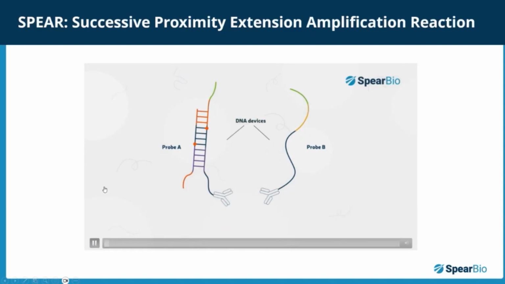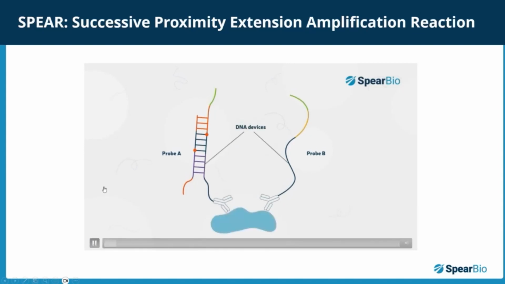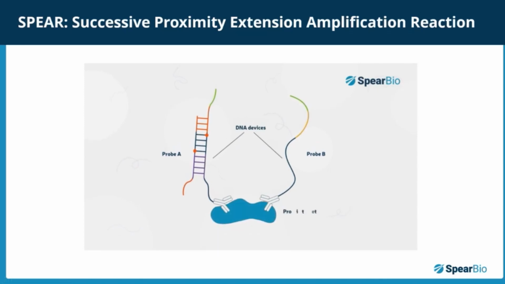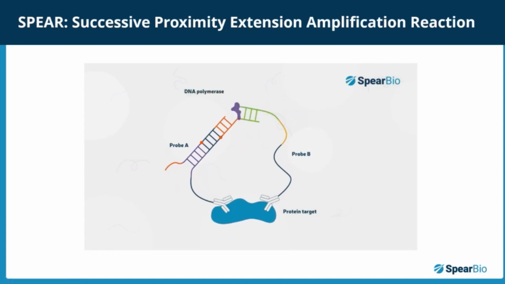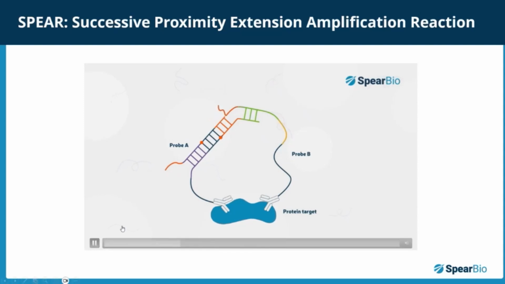So when the two probes co-localize on the target protein, the increased local concentration will promote the binding between the two green domains. Then a DNA polymerase with strand-displacement activity will extend probe B until it hits the stopper. After that, the first-time extended probe B will dissociate from probe A through a strand displacement process.